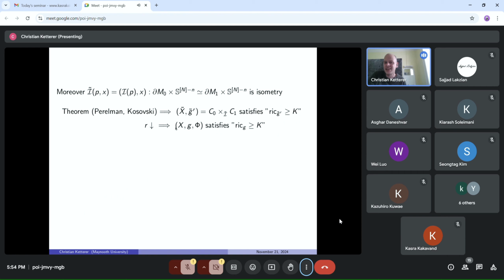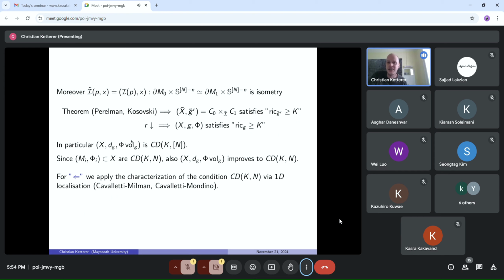Because of the stability, we get that this weighted space in the limit again satisfies a Ricci curvature bound from below by K, and more precisely, it satisfies the CD(K,N) condition. A priori, this is the CD(K,N) condition with this bracket N, but you can improve this to the full CD(K,N) condition with the N that we saw before.